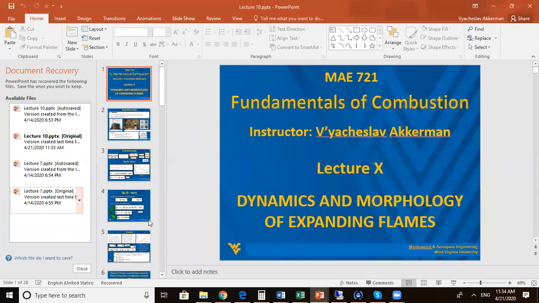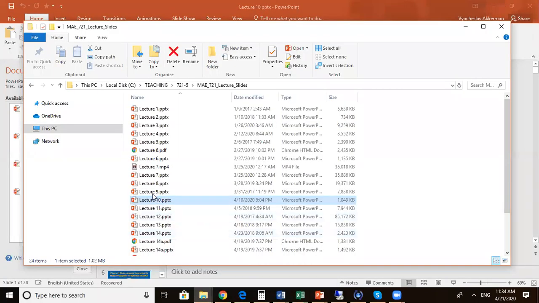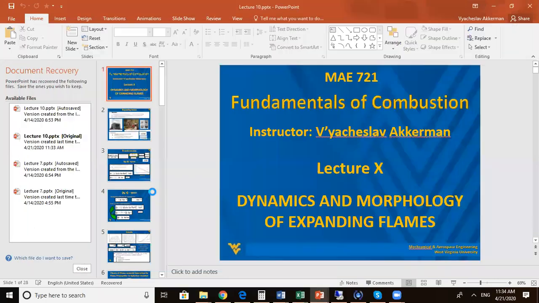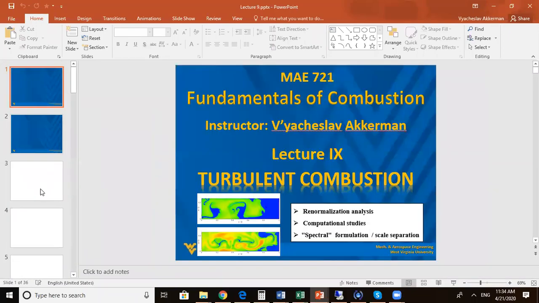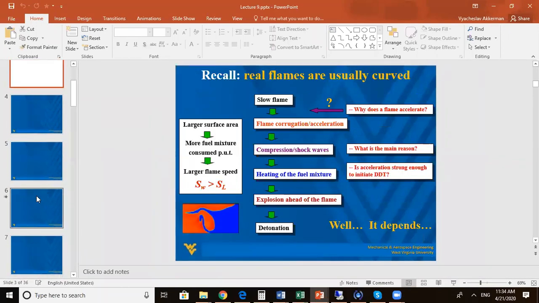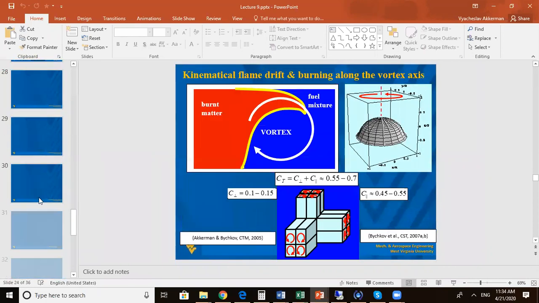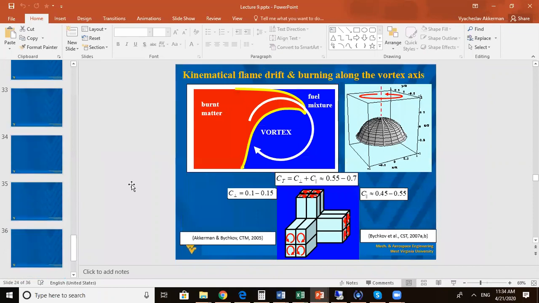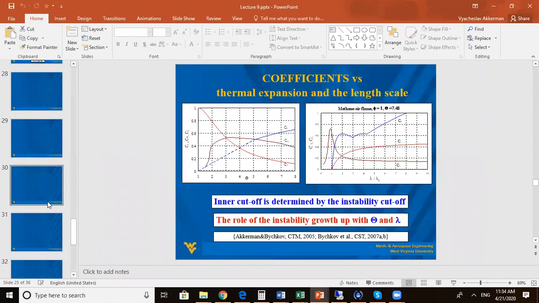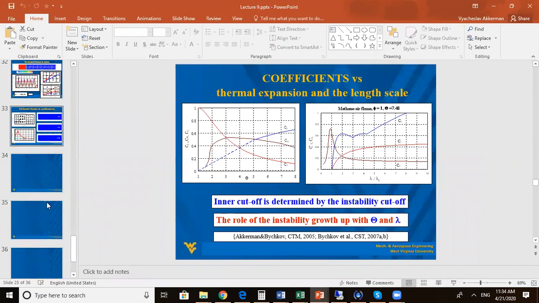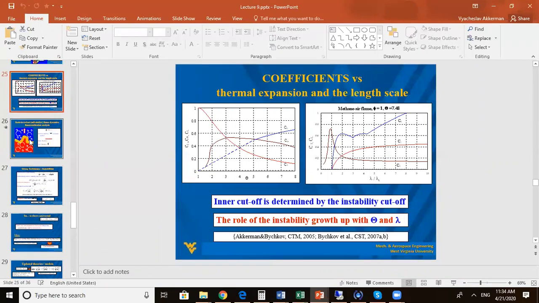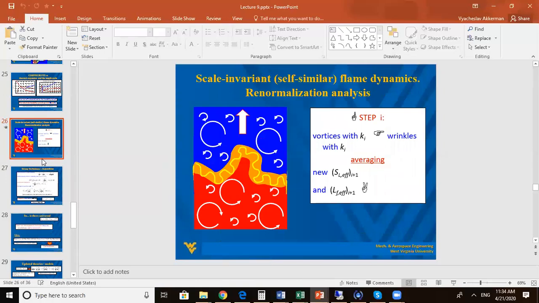I'm just opening another one. I want to open some kind of diagram to show. Yeah, for instance, that's the best explanation here. Let's see.